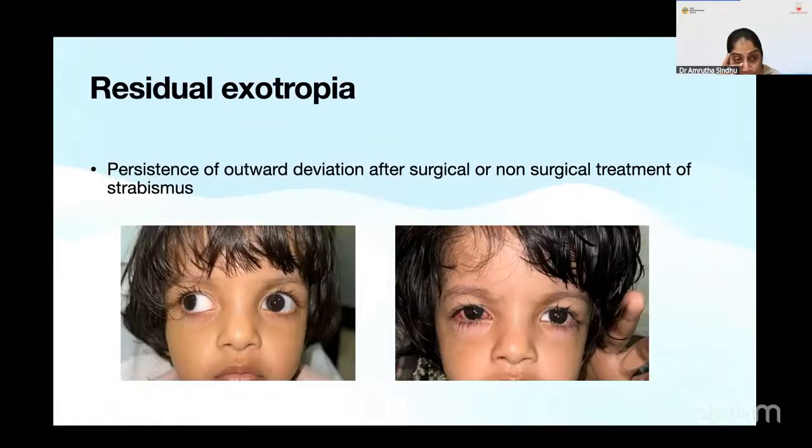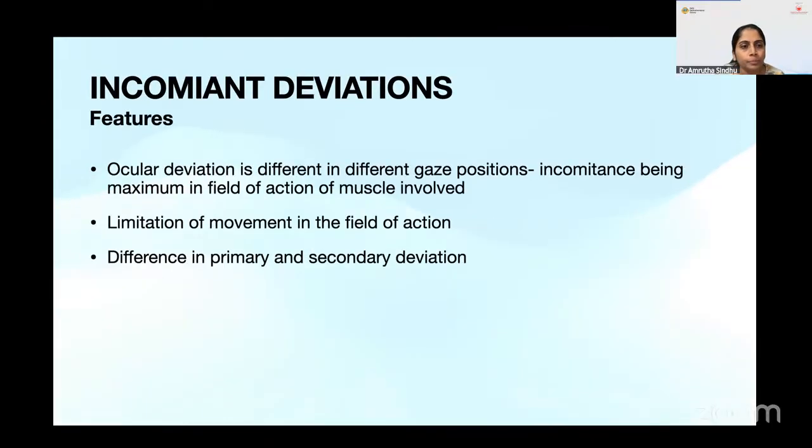So what is residual exotropia? Residual is when, here you can see in this picture, the child presented with a large angle deviation. We have done a surgery in one eye, and you can see even a small amount of exodeviation still persisting. So this is called residual deviation, residual exotropia. So large angle exotropia, do a surgery and still some amount of exotropia remaining, then it is called residual exotropia. So you should know the difference between a consecutive exotropia and a residual exotropia. So that is all about the concomitant deviations.